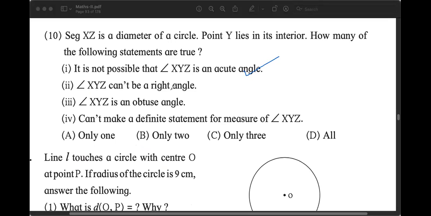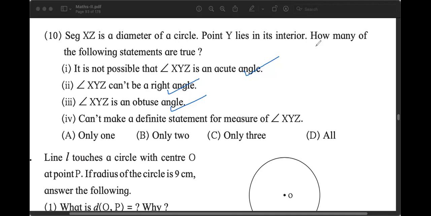XYZ cannot be a right angle, correct? XYZ is an obtuse angle. It cannot be otherwise, it has to be. Yes, it is an obtuse angle. It is not an acute angle. It is not a right angle. It is an obtuse angle. And then we cannot make a definite statement about the measure of XYZ. How much it actually is we cannot tell, but we can say whether it is acute, obtuse or right.